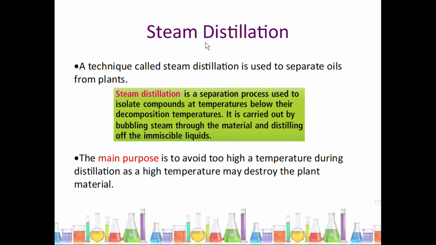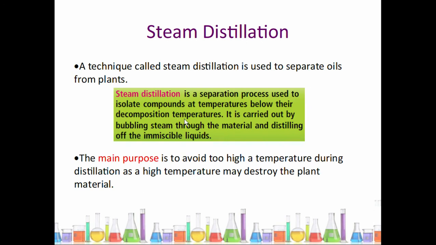So you might have used distillation, or you will have heard of distillation in Junior Cert. And this is a particular type of distillation using steam. So it's used to separate oils from their plant sources. So it's a separation process to isolate compounds at temperatures below their decomposition temperatures.